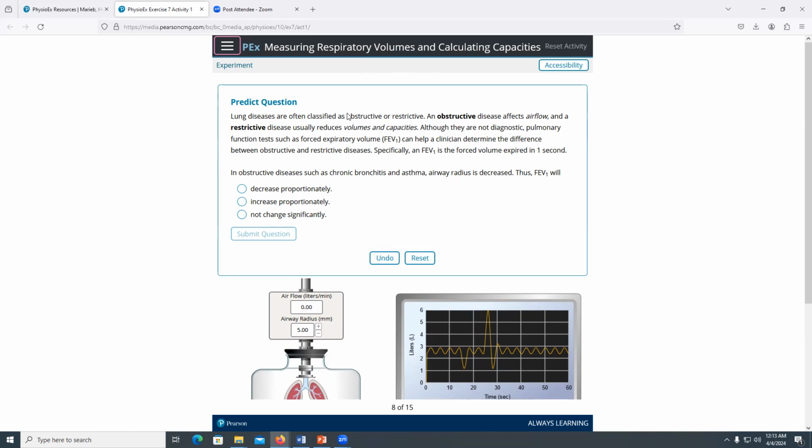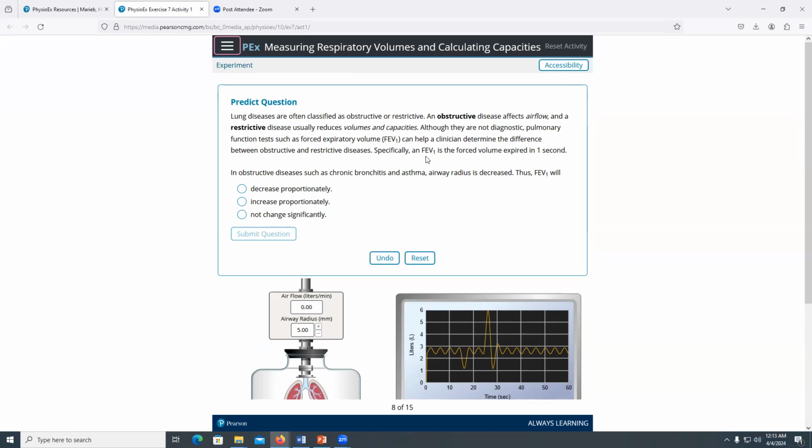Okay, predict question. Lung diseases are often classified as obstructive and restrictive. An obstructive disease affects airflow. In obstructive disease, air is welcome to come in, as in emphysema, but it can never leave due to loss of elastic recoil. In restrictive disease, due to fibrosis, the air cannot get in, but it can get out normally. Both of them change and affect my volumes and capacities differently. Although they are not diagnostic, pulmonary function tests, such as forced expiratory volume in the first second, the ratio we talked about, can help a clinician determine the difference between obstructive and restrictive diseases.